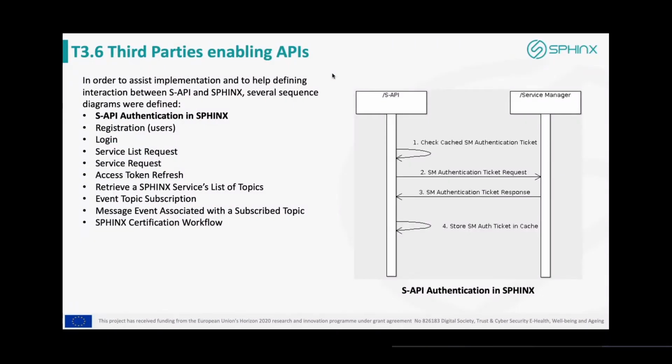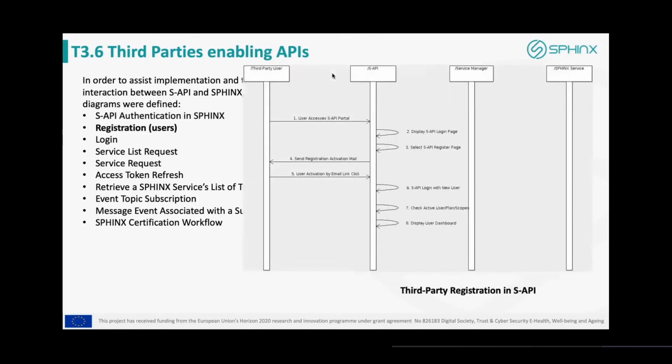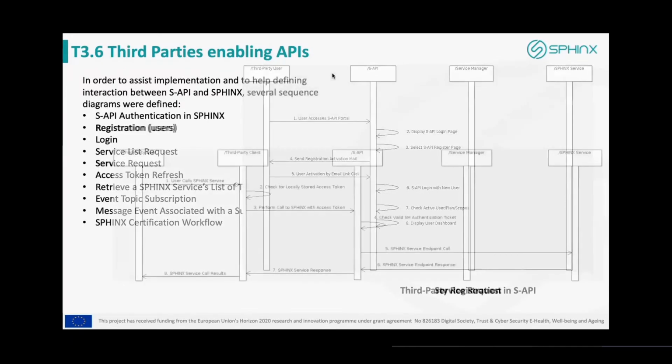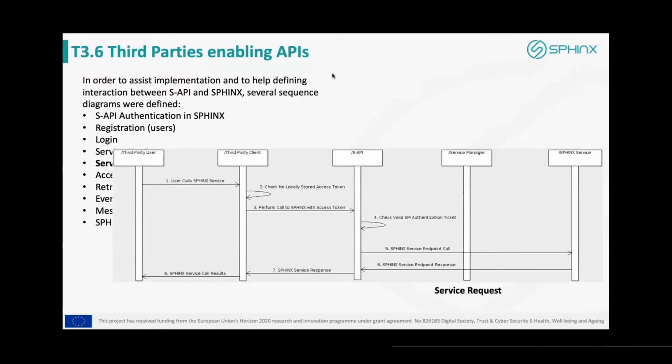I will just illustrate very quickly some of the work that we've done, because it's important to specify the interaction between the SAPI and some components in Sphinx. Here it describes how the authentication is performed between SAPI and the service manager, which requires some collaboration with Intracom, and we agreed on the format to be used in the project. I also mention user registration, which is done between the third party and the SAPI, fully managed by the SAPI component. And also, to understand how a service request is made, it comes from the third-party user and goes through a number of steps until it reaches the Sphinx service, and the response is then sent to the third-party user.